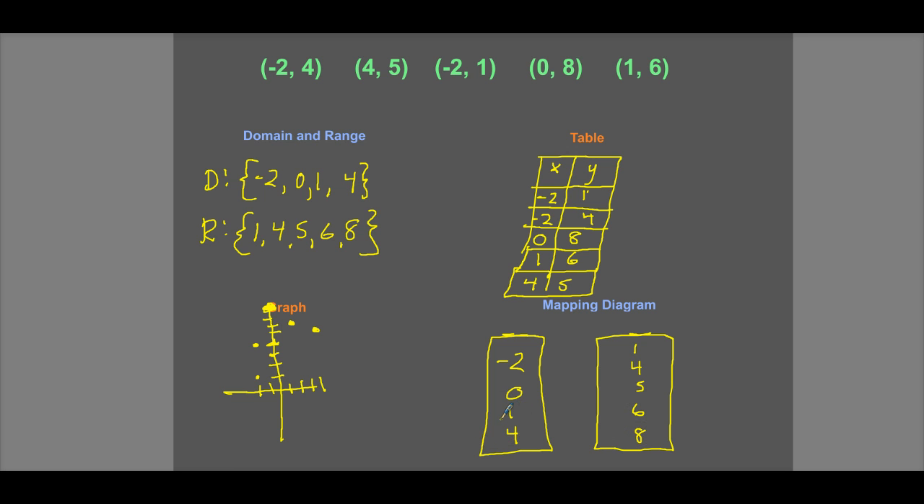And now I'm just going to draw a line that allows me to go from the domain to the matching range values. So -2 goes to 1, -2 goes to 4. And you can see this gives a clear idea that, hey, this domain value is going to this range value and this range value. 0 goes to 8, 1 goes to 6, and 4 goes to 5. So that's a mapping diagram. And those are the 4 basic representations.